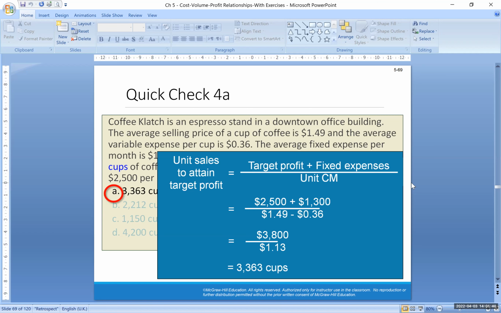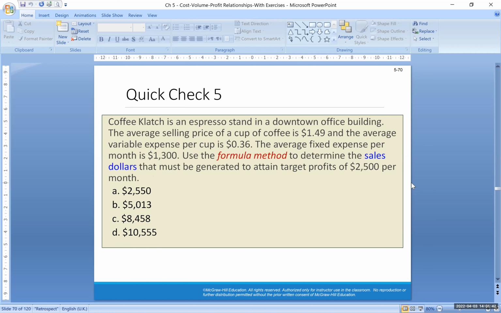Quiz 5. The same company and same information, using the formula method to determine the sales dollars. We need now to calculate the sales dollars.